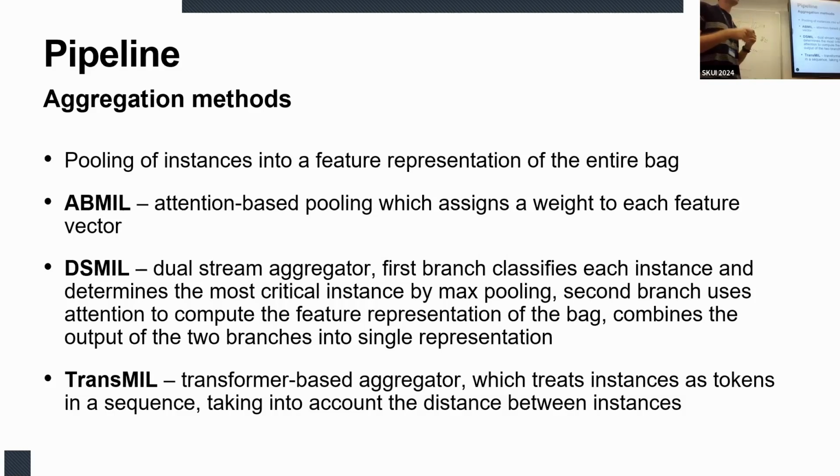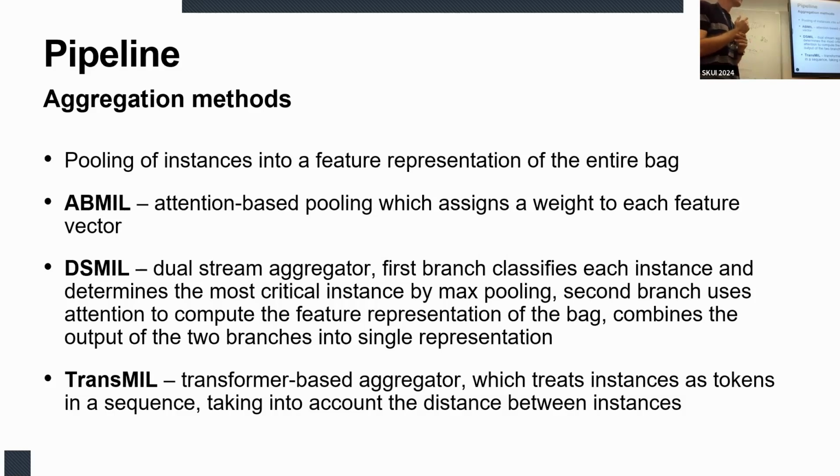Now, the dual stream aggregator is made up of 2 branches, and one performs in a similar fashion as the attention-based aggregator, basically using attention to compute a feature representation of the entire bag or slide, while the other branch first classifies each instance and then uses max pooling to find the critical instance, then combines the computed feature representation of the bag and the critical instance to get one single representation.